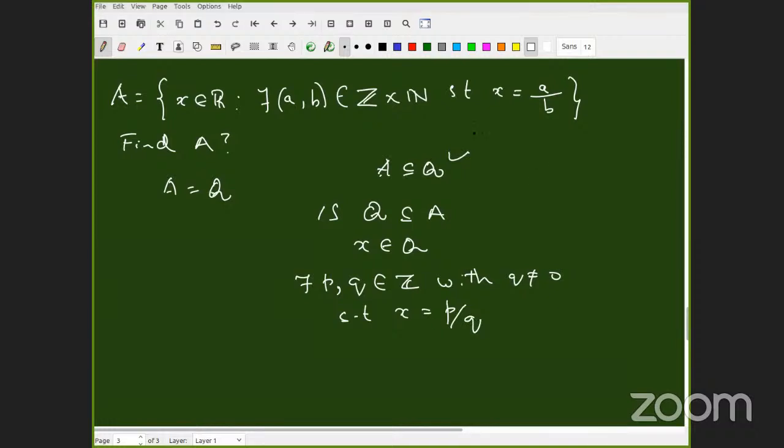Okay. Now I want to say X is of this form, right? We have to prove X in A. Let me start with an arbitrary element X in Q. We have to prove X in A. So for that, I have to say what is my a and what is my b.